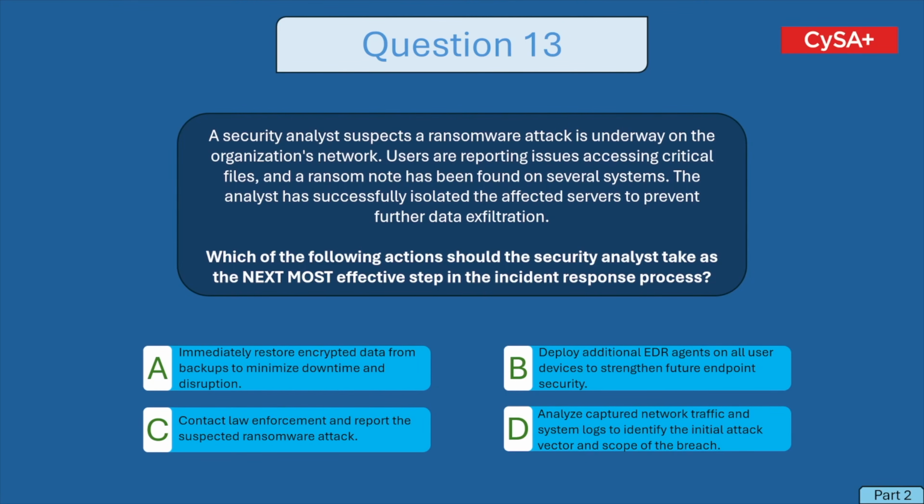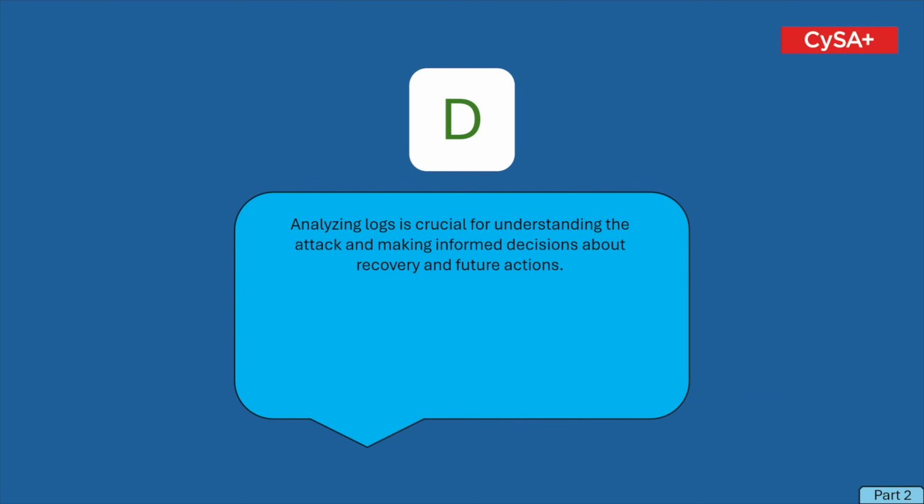Sometimes this is done within detection and analysis, but sometimes it's not. So as far as the best next step, based on the information that we have, which is not a whole lot, I would say they need more information to determine the scope of the breach, and that would be option D. So I'm going with D. Analyzing logs is crucial for understanding the attack and making informed decisions about recovery and future actions.